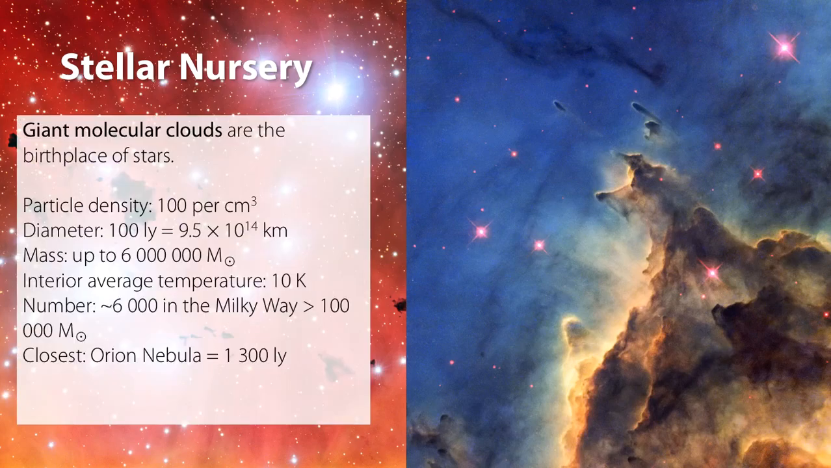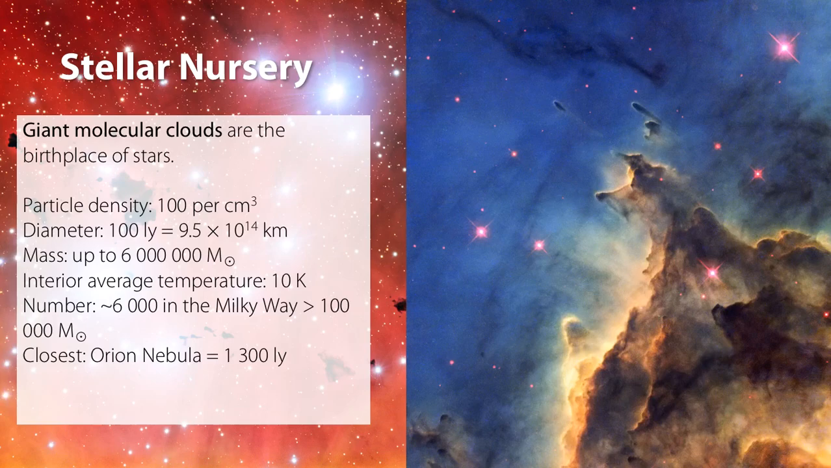These giant molecular clouds are, well, big. They have a diameter of up to 100 light years and a mass of up to 6 million times the mass of our Sun. The closest one to us is the Orion Nebula at about 1,300 light years. There are some small, closer star region formations, but that's the nearest really big one.